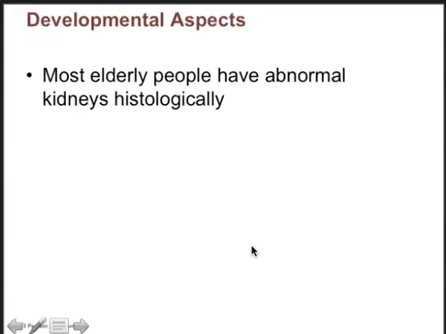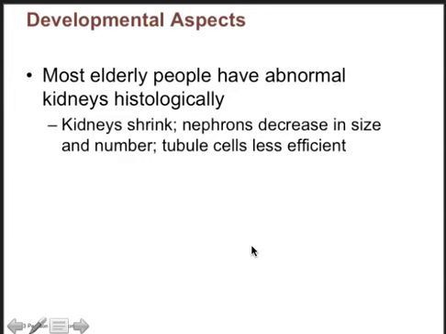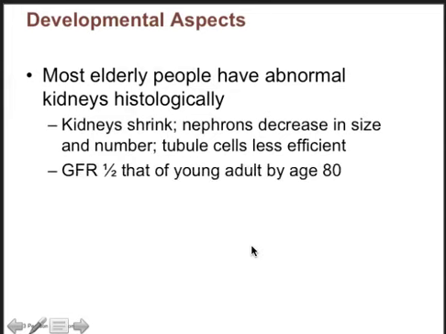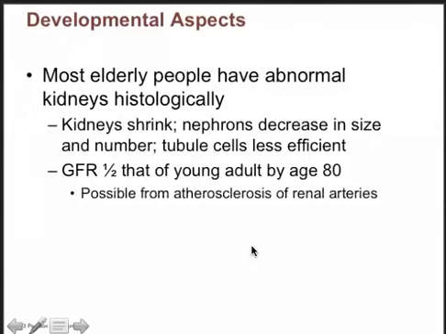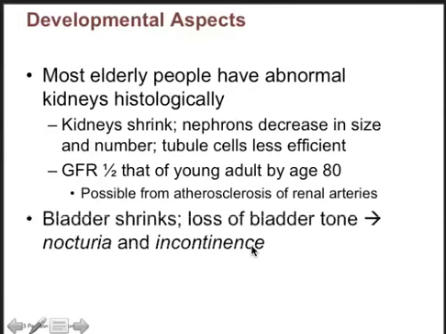Most elderly people have abnormal kidneys histologically. They shrink, the nephrons decrease in size and number, and the tubule cells are less efficient at doing their job. Your GFR drops to half that of a young adult by the time you're 80. And there's also nephrosclerosis and arteriosclerosis of the renal artery that affects the filtration function.